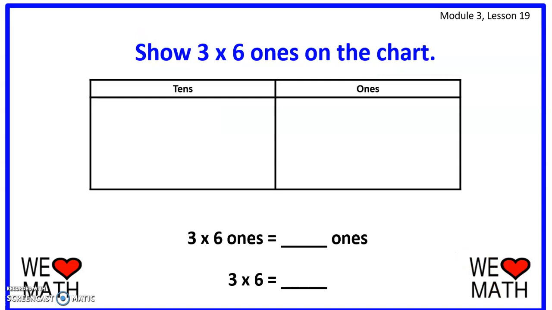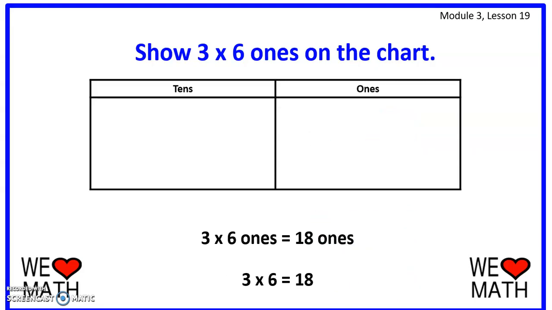Let's say what we show for this. Same, 3 times 6 ones is what? 12, 18, right? 3 times 6 is 18.